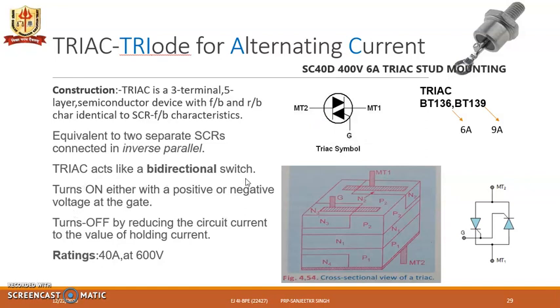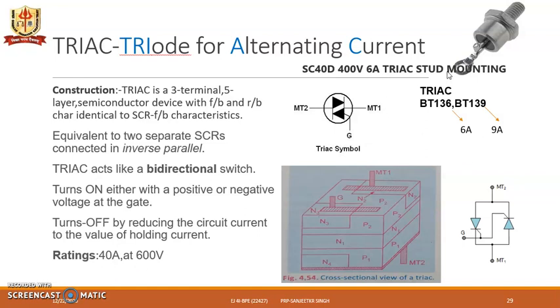So TRIAC is a bidirectional switch because current can flow in either direction, and it turns on with either a positive or negative voltage at the gate. For turning it off we can reduce the circuit current, that is the main terminal current, to a value below the holding current. For voltage and current ratings, we find 600 volt and 40 ampere TRIACs available in the market.